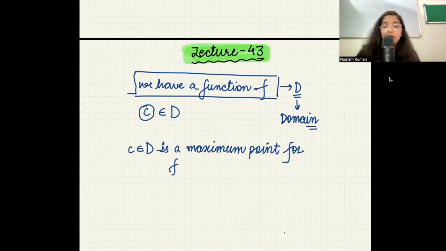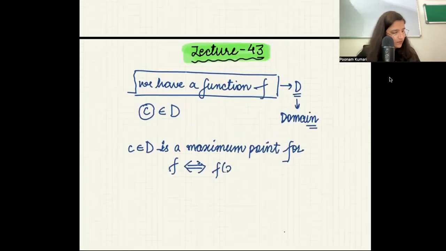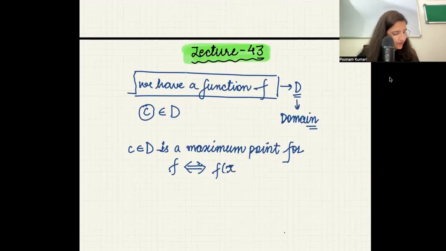Okay, so when will we be able to say that? If and only if you find your function value at different points, and you compare it with what is your function value at c, then you see that when you put value c in the function, it should be the maximum, right? For all the possible points that are there, if you put x value there, your function value at c should be the maximum. Then only we can say that point c is the point of maximum, right?